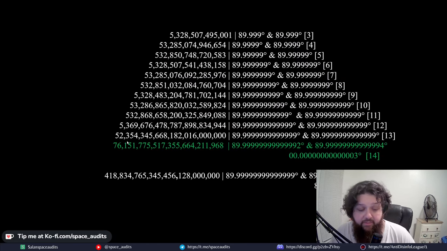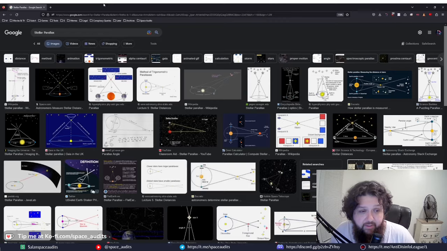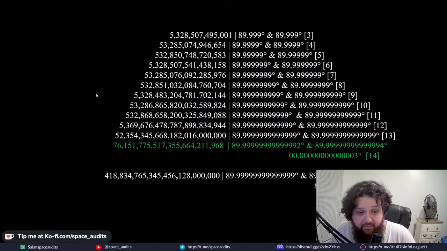Again, if you look back at the triangle in those diagrams, they show some reasonable angles, looks like some nice 45s, right? But really, if you were to approach a distance of 76 sextillion miles, you're looking at 89.9999999 degrees. This is just insane, right? You're looking at two parallel lines that converge at infinity. That's what they don't really tell you about these parallax angles. They make it appear like it's a reasonable calculation, but these are two parallel lines that converge at infinity.